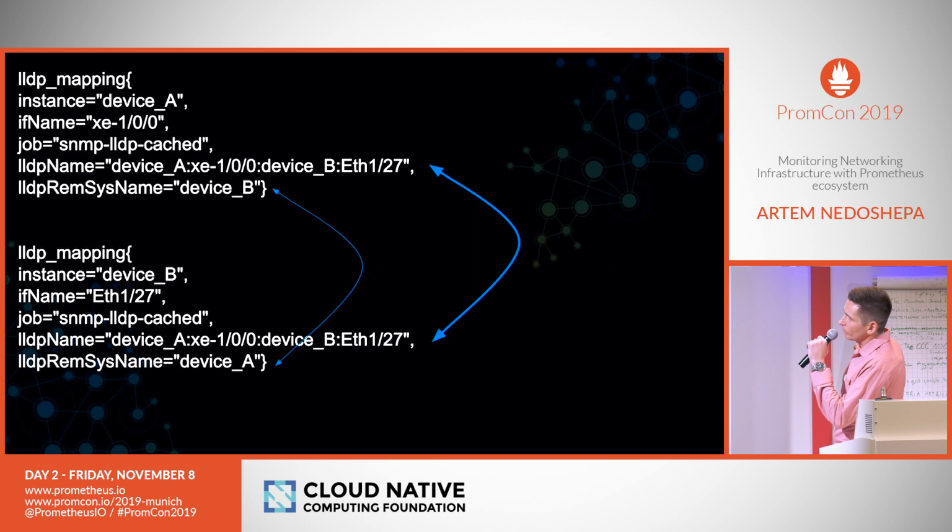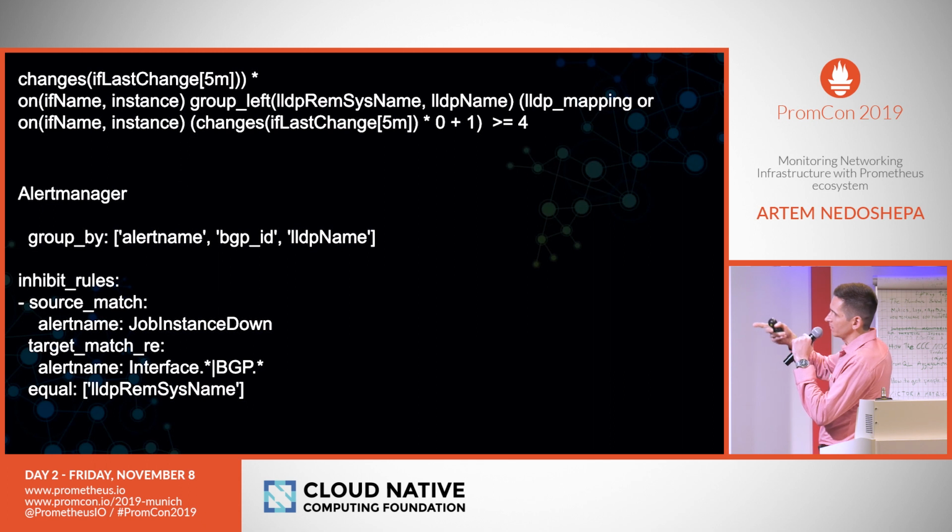Let's say you want to do some kind of interface flaps. You enrich the flap change with this LLDP name, and then the alerts for each side, you can group them together in Alertmanager with a simple group by, in this case, LLDP name. You can also use this LLDP name when one of the boxes goes down. You don't want to send any interface flaps or BGP flaps if the device is physically down.